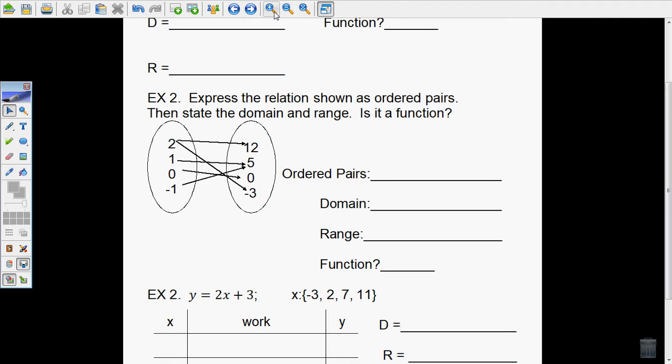X and Y. So when you have a mapping, your domain is where the line starts, and your range is where the arrow ends. So if I look right here, I know these are my X's, and these are my Y's. So when I'm writing the ordered pair, I know exactly where I'm going. So my first number would be 2, and then 12. So I have (2, 12).